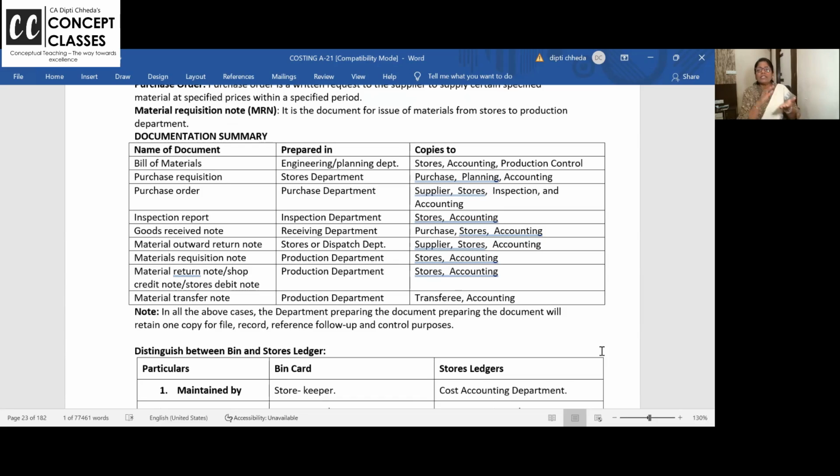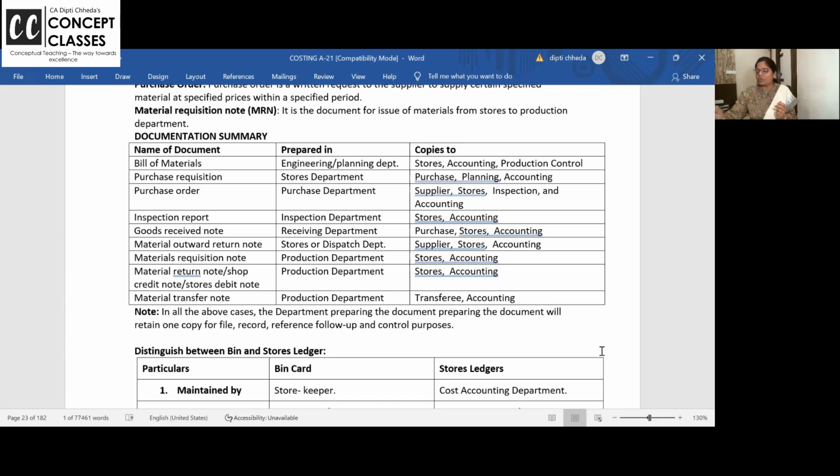Purchase requisition means the store will say to the purchase department, purchase karo, store mein nahi hai. Purchase order, who will place? Purchase department. Inspection department will check whatever you have placed, whether the quality and all is fine or not. When the goods are received, GRN, goods received note. Okay, goods are corrected, inspected.